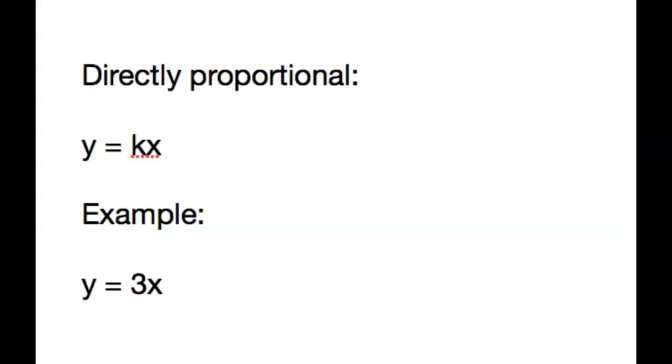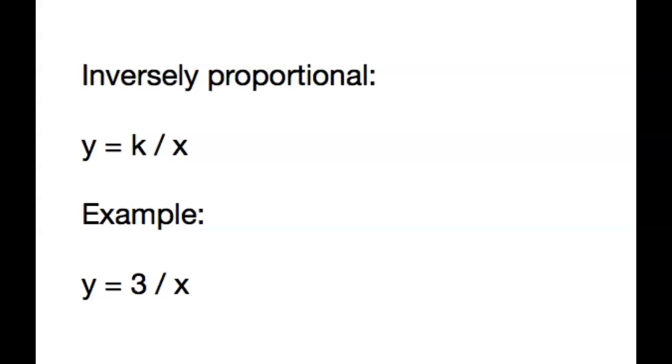All right, guys, let's talk about what it means to be directly proportional or inversely proportional. We'll start off with the mathematical definitions. Directly proportional means something that follows the form y equals kx, for example, y equals 3x. And inversely proportional is something that follows the form y equals k over x, for example, y equals 3 over x.